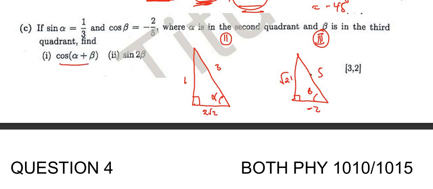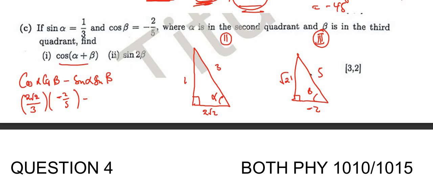So like the question they're asking here, cos of alpha plus beta. So we know what cos alpha is. Cos alpha plus beta, that's just this, then minus sine alpha, then sine beta. So cos alpha is adjacent. So this is 2 root 2 over hypotenuse, which is 3. Cos b is simply negative 2 over 5.